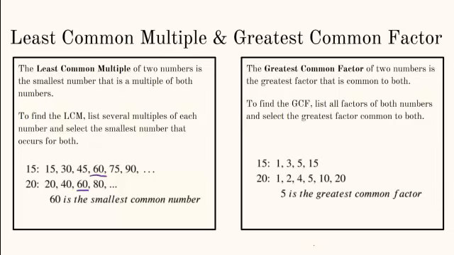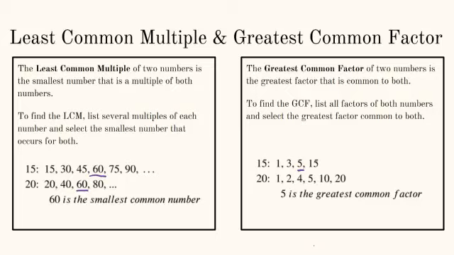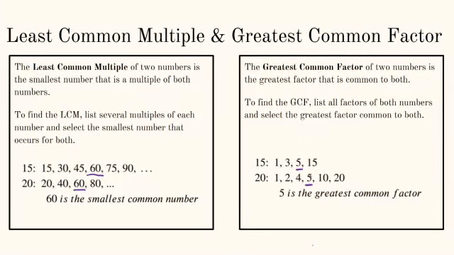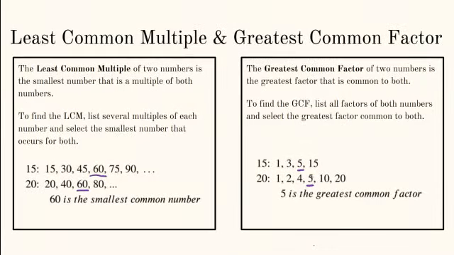So if I look at 15 and 20, I list out those factors. I will get 5. Looks like to me it's 5 for each of those. Notice how 5 is in both, and that's the greatest common factor to each.